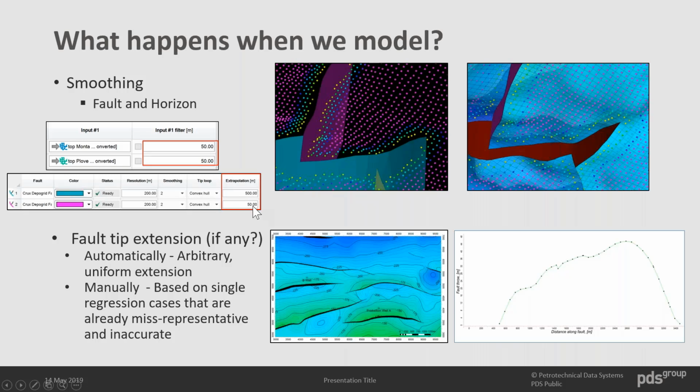So what we can do with our fault tip extension, if any, is apply these automatic extensions. You can see I've just taken a snapshot up here from Petrel structural frameworks, where we just give an arbitrary number in here. And these apply uniform extension, it's arbitrary, and it's not based on anything geologically sound. We can do this manually, but as I've just demonstrated with that model, we've already applied those efforts of smoothing, which have taken away the noise, but also the data that we need to calculate that fault throw.